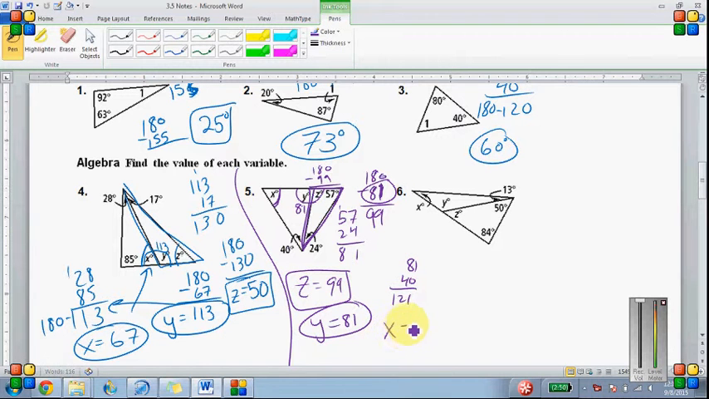and x would have to equal 59 when we subtract 180 minus 121.